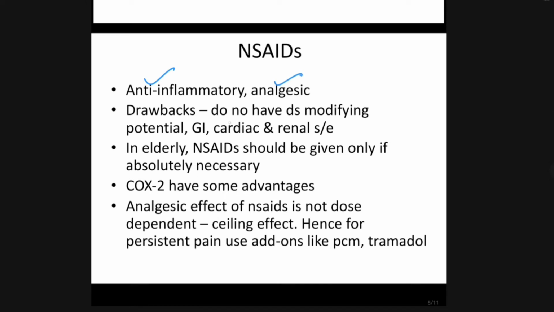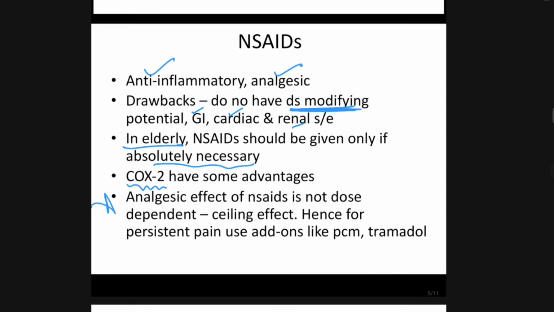However, they do have a drawback, that they do not have disease-modifying action. Plus, they have GI side effects, cardiac side effects, renal side effects, and in the elderly, NSAIDs should be given only if absolutely necessary. Among these, the selective COX-2 inhibitors do have some advantages.